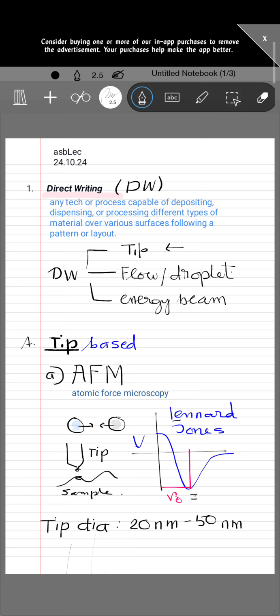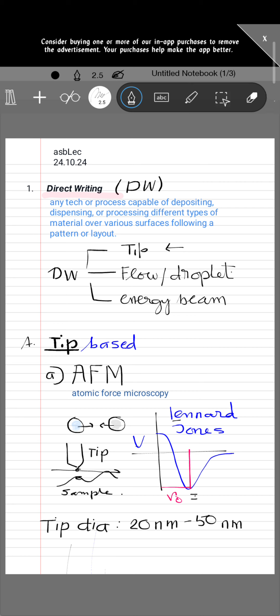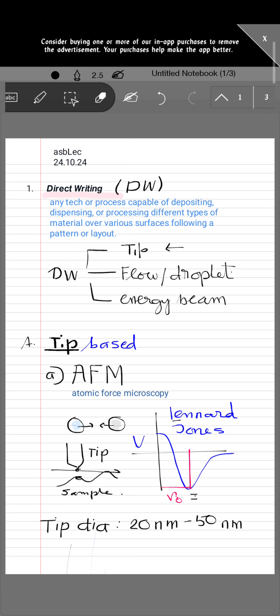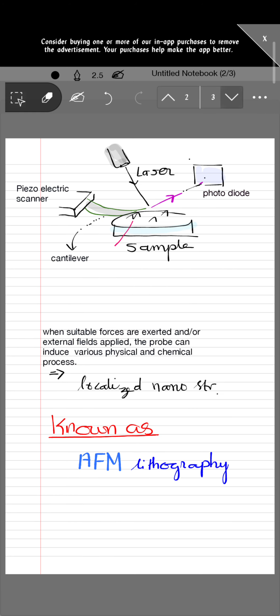The force experienced by the AFM as it scans through the sample surface gets reflected in current form, and we see the picture of the topology of the surface. The tip diameter is 20 to 50 nanometers, which is sufficiently small to interact with an atom. Now, this AFM cantilever, so this is the structure of how the AFM works.